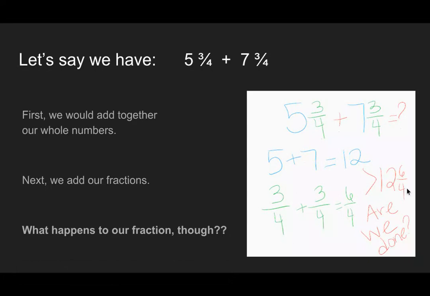But are we done? A lot of you might be thinking, yeah, we're done. We added, we did what we needed to do. We're done. No. Look at that 6/4. What kind of fraction is 6/4? Right, it's improper. Because 6/4 is an improper fraction, that means we are not quite done with this problem.